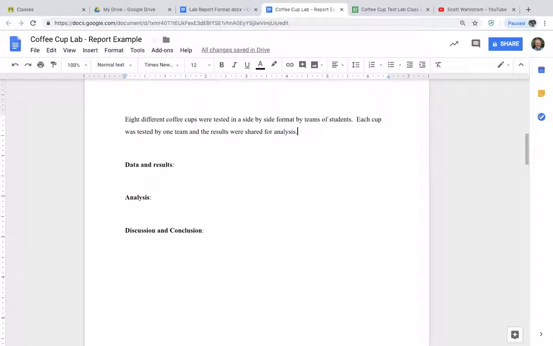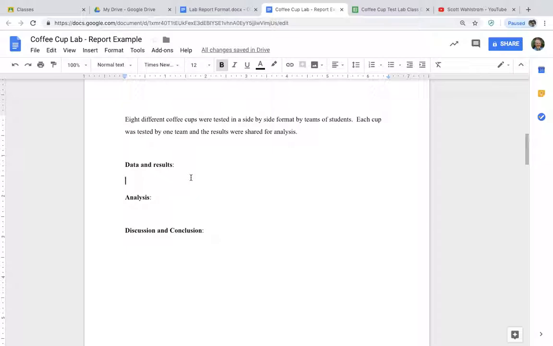Okay, so data and results. We want to include information here that came as results from the lab. It's important to have a nice introduction, give some information, some context for your reader to help keep them understanding what they're finding here. So let's think about that.